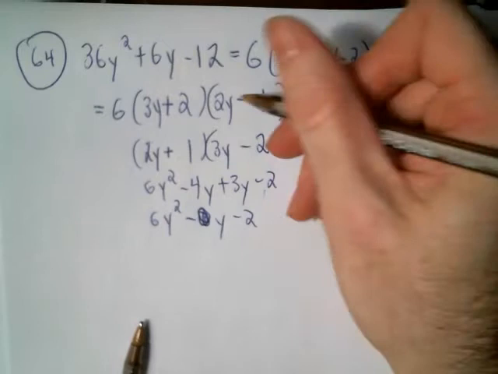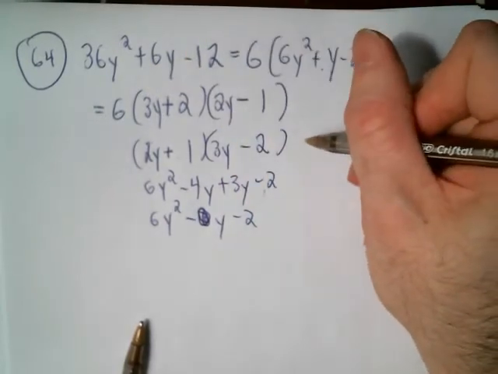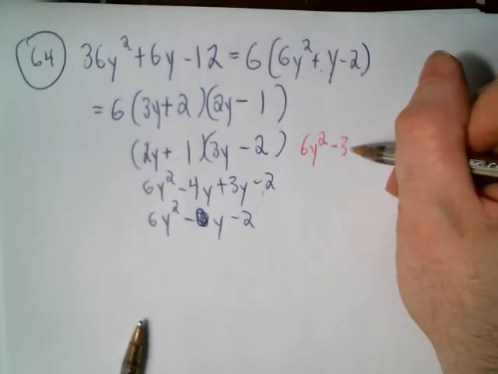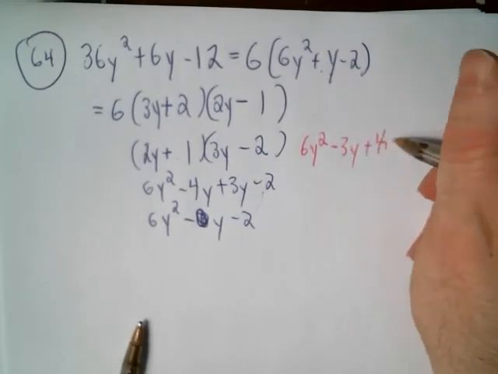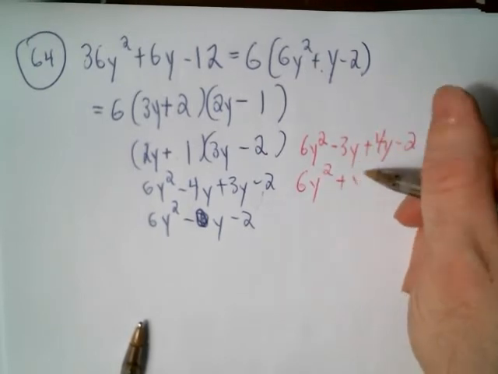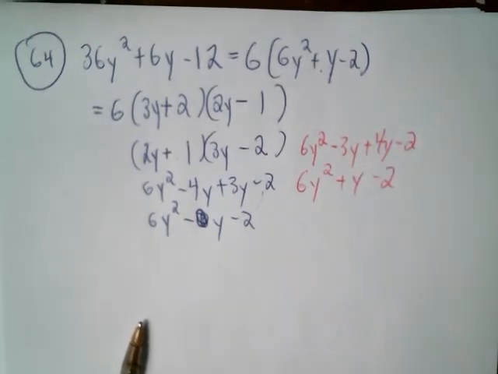And then in your mind, you want to make sure that it worked. So we would have had 6y squared, the outer, minus 3y, the inner, plus 4y, and then the last, minus 2. 6y squared plus y minus 2. Okay, one more.